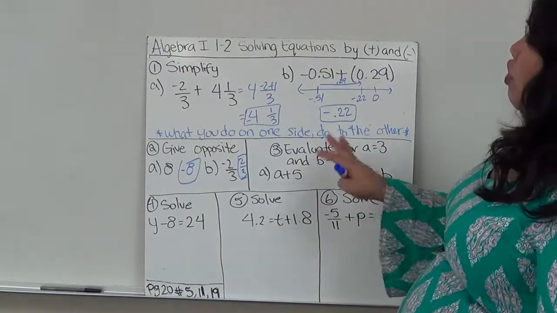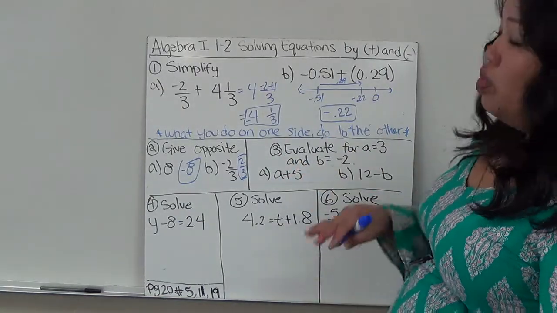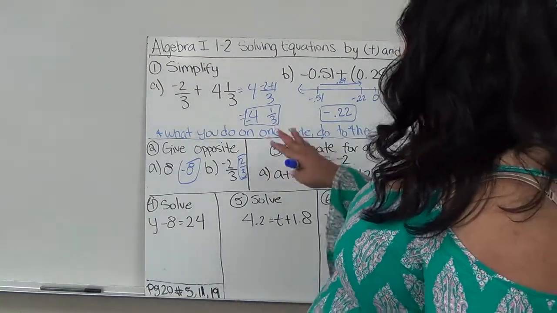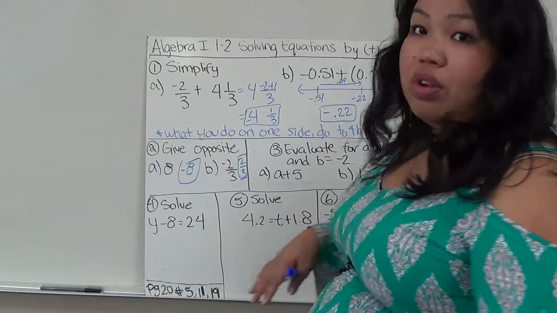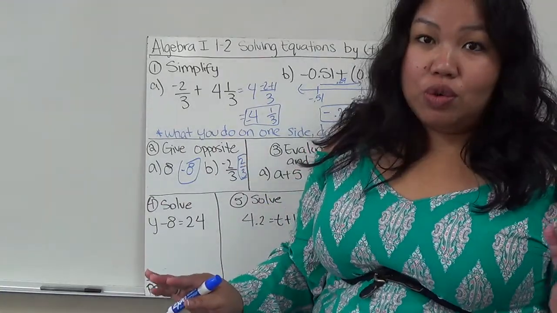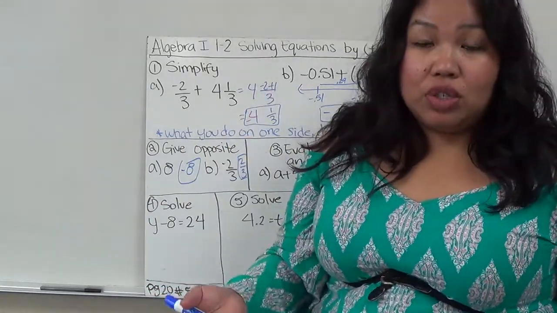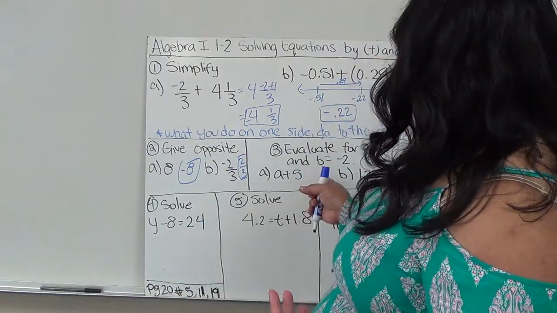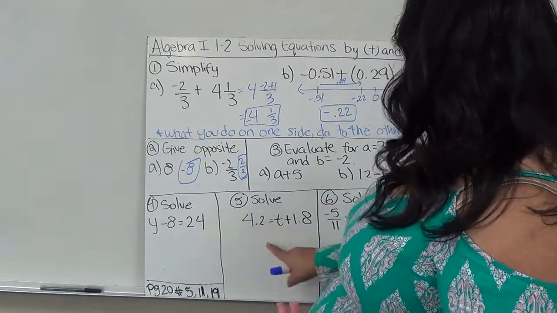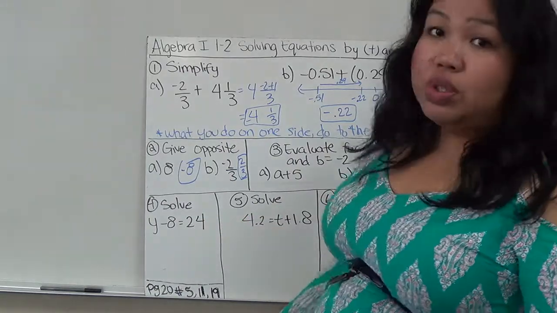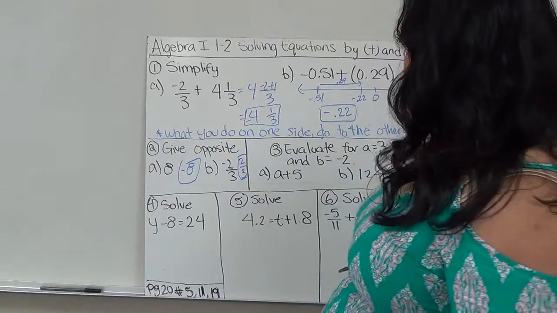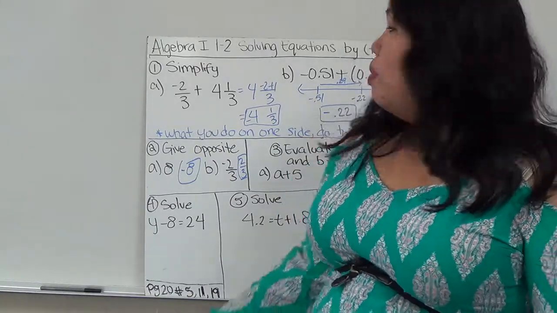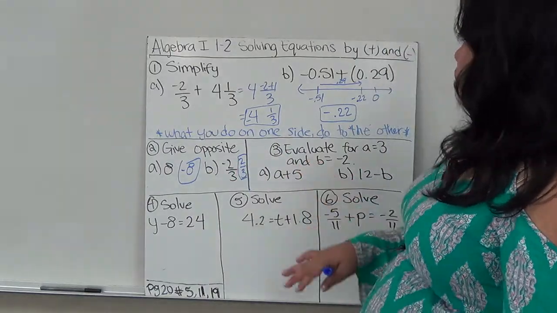Okay? But starting from 3 to 6, there's a rule that you have to know, and it's all about balancing equations. What you do on one side, do to the other. That's going to be your chant throughout this whole chapter. What you do on one side, you have to do to the other. We're going to solve these problems down here. In order for you to solve, we have to isolate the letter, but we can't change the value. Let's go to number 3, and then I'll explain what I mean.